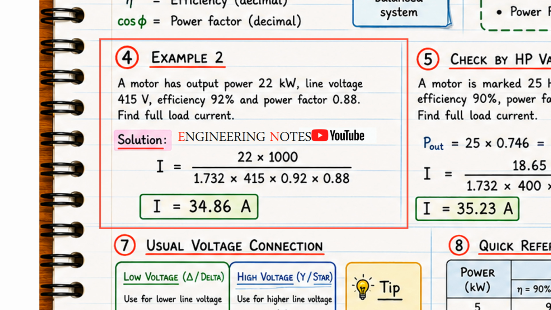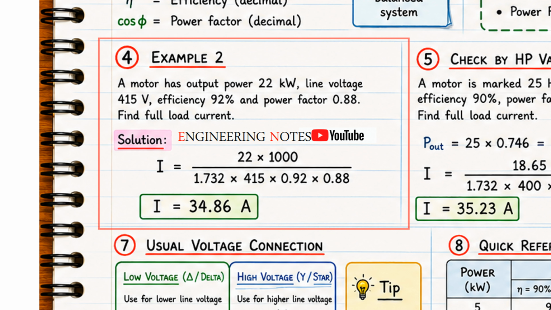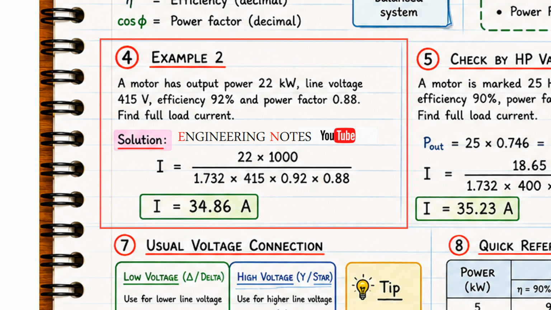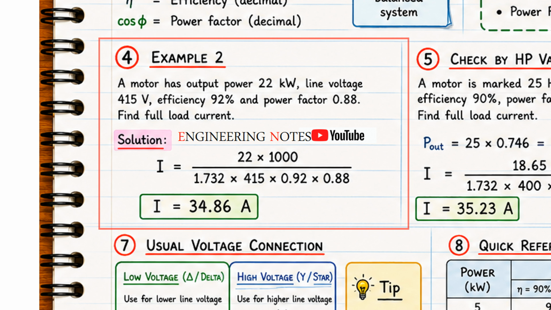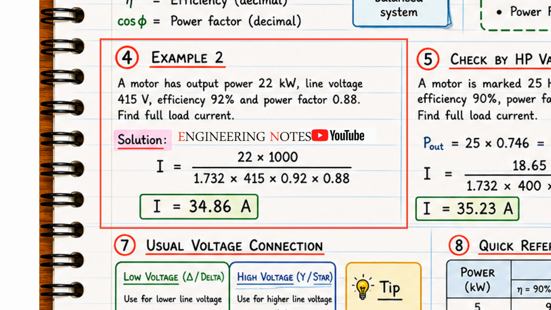Example 2, a 22 kilowatt motor, 415 volts, 92% efficiency, and a power factor of 0.88. Current, 34.86 amperes. Important note, as the voltage increases from 400 to 415 volts, the current decreases. This follows a general electrical principle: higher voltage results in lower current for the same power level.